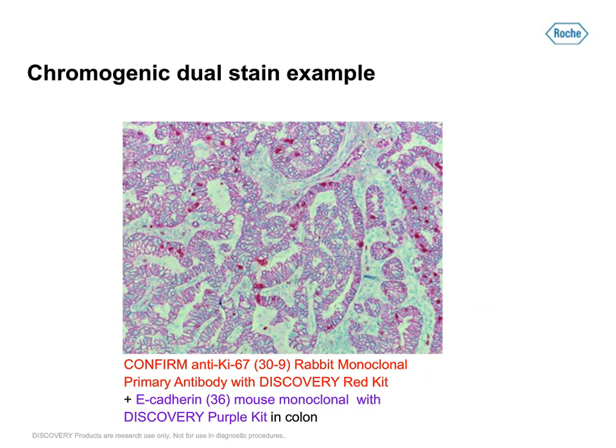Okay, and this is just another example to highlight how you can tease apart the differences between our purple kit, which is an HRP substrate, and our red kit, which is an alpha substrate.